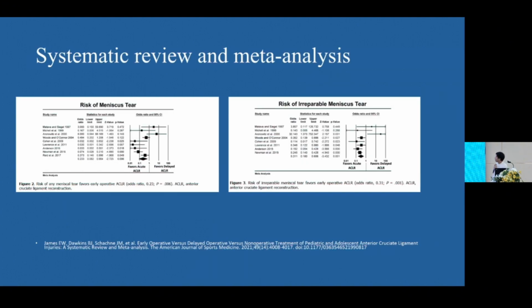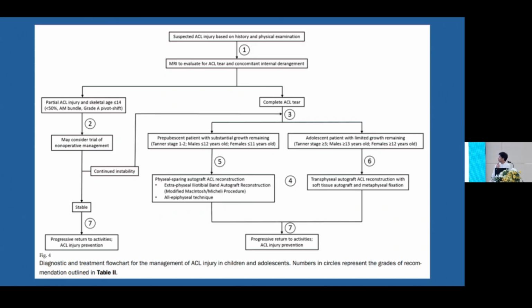Okay. The systematic review and meta-analysis show favor of acute anterior cruciate reconstruction, with meniscus repair, to reduce the risk of a meniscus tear or a repairable meniscus tear too. Okay, this is a treatment algorithm.